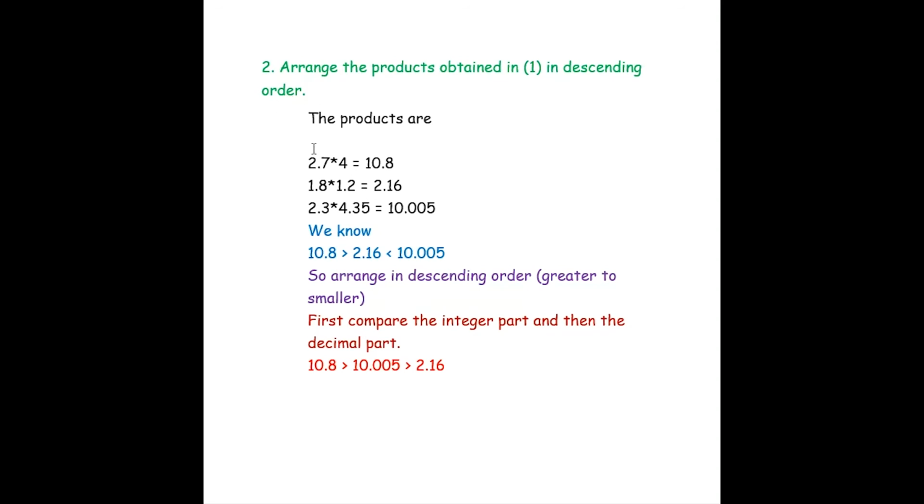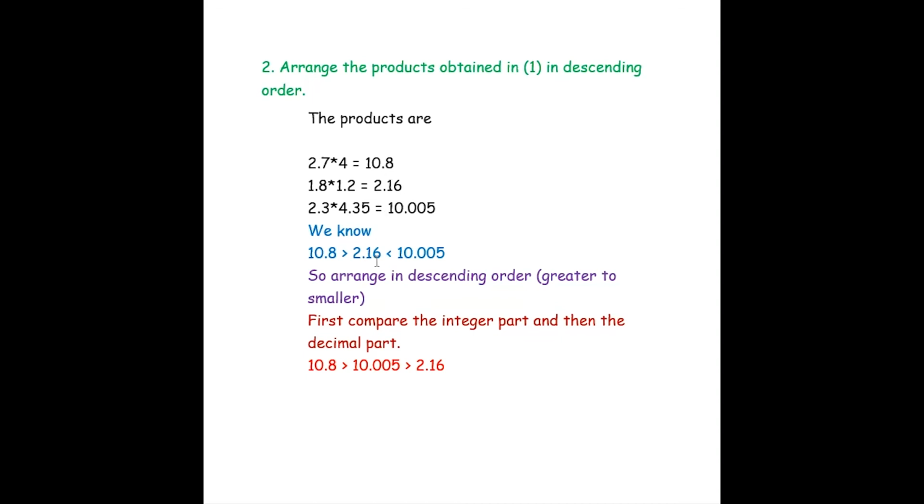Next question is, arrange the products obtained in the above question in descending order. First, let us see what the products are. The products are: 2.7 into 4 is 10.8, 1.8 into 1.2 is 2.16, and 2.3 into 4.35 is 10.005. We have these three numbers and we have to arrange them in descending order. Descending order is greater to smaller. Now we will find which number is greater. If you compare, 10.8 is greater than 2.16. We are comparing the integer part.